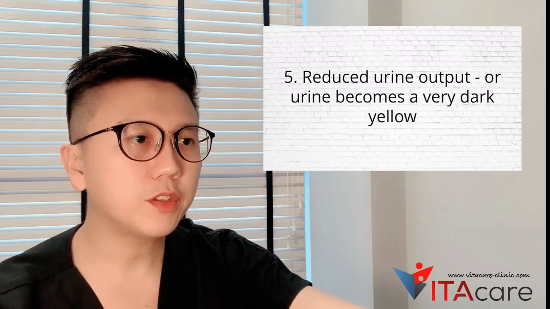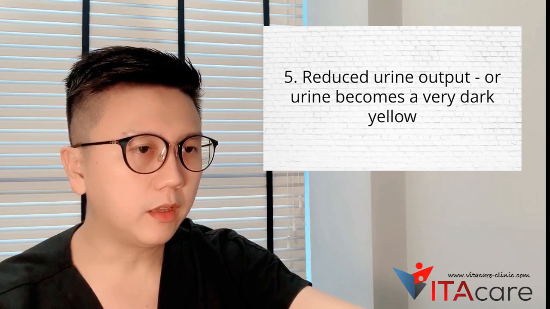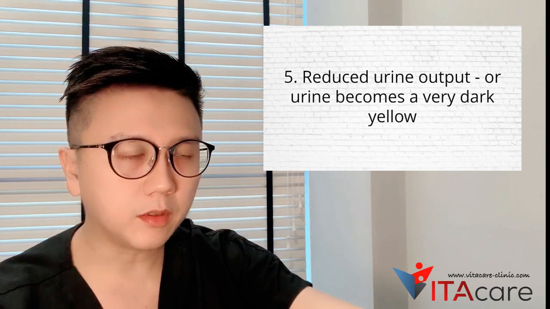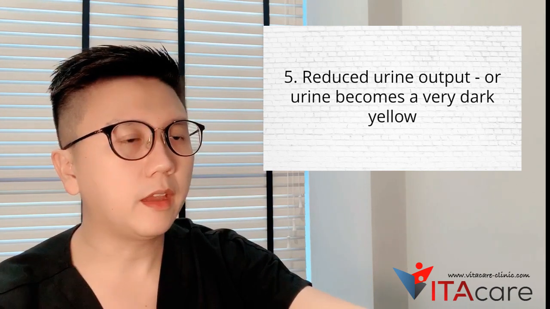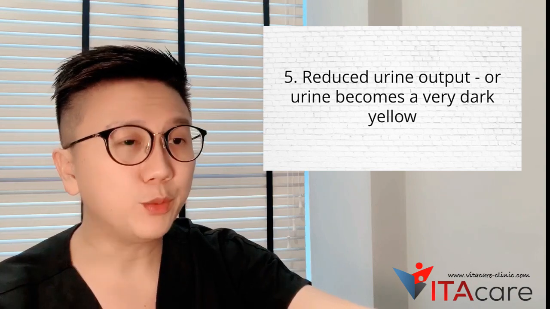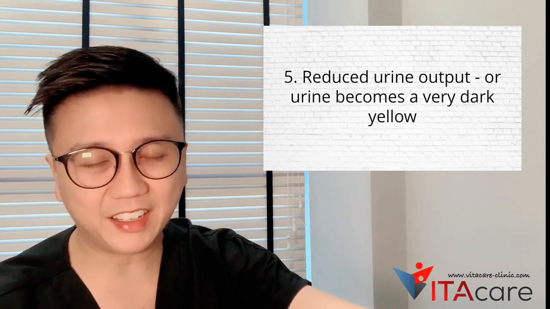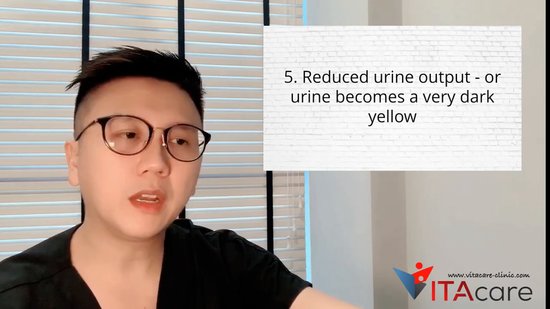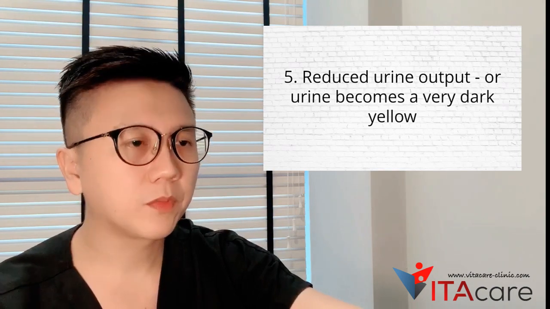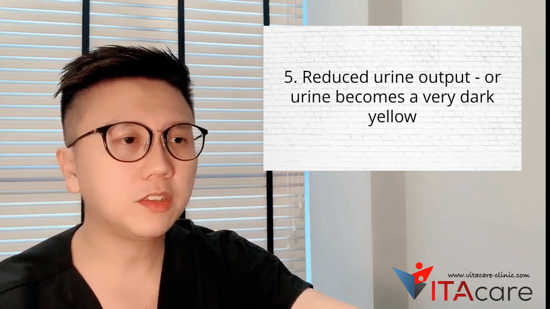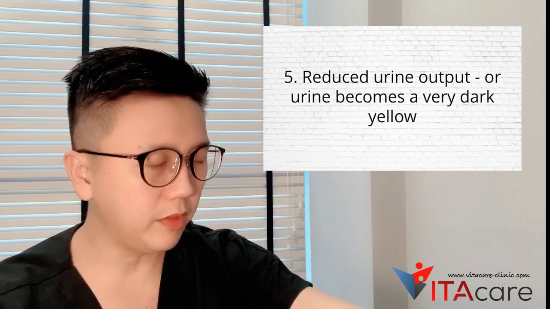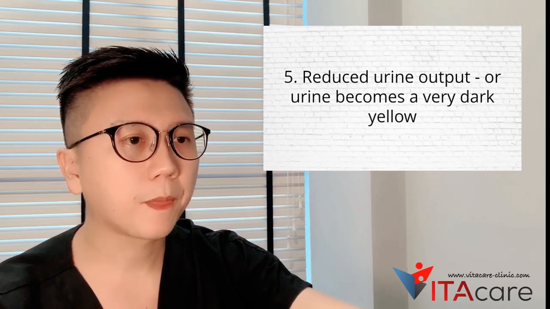5. Reduced urine output. You can know that they have reduced urine output if you see the urine becoming very, very dark yellow, or the amount of urine that comes out each time is very little. Again, this is an indication that the child is already dehydrated.